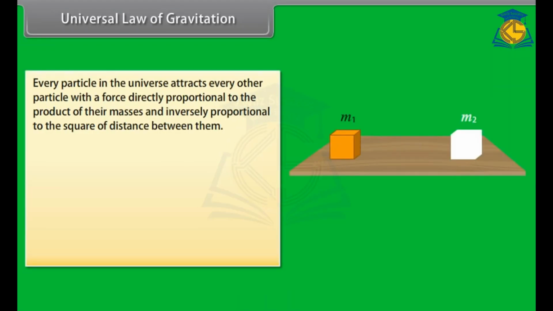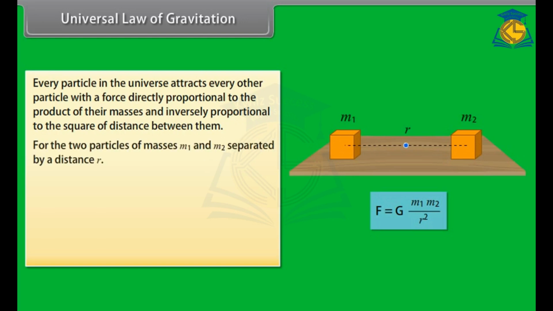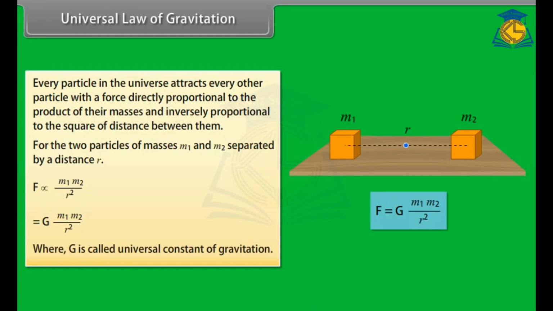Universal law of gravitation. According to Newton's law of gravitation, every particle in the universe attracts every other particle with a force directly proportional to the product of their masses and inversely proportional to the square of the distance between them. The direction of this force is along the line joining the two particles. For two particles of masses m1 and m2 separated by a distance r, F is equal to G m1 m2 upon r square. The constant G is called the universal constant of gravitation.